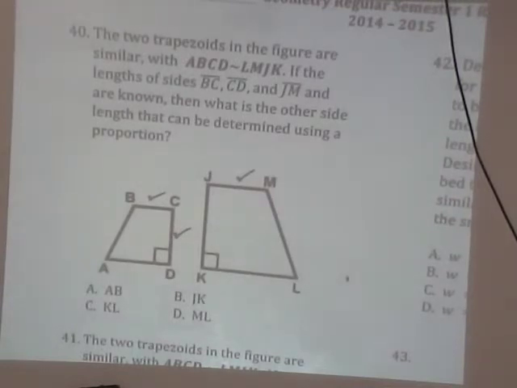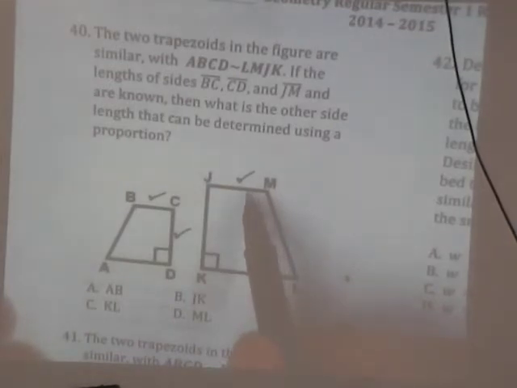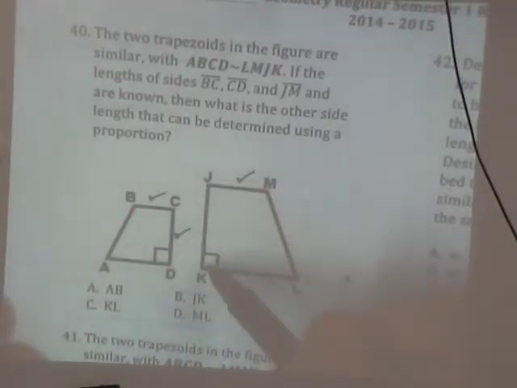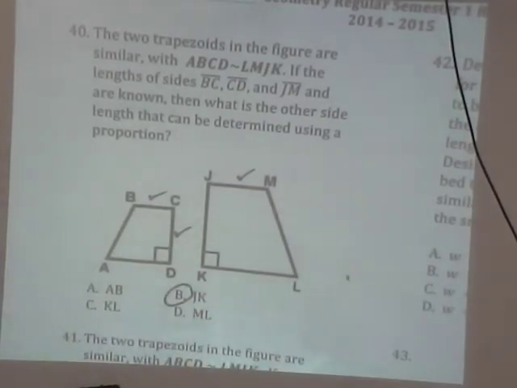If I know the measure of these three sides, which other side can I also determine using a proportion? A, BA? Remember this? Say it? KJ. That's it. Look, BC corresponds to JM, right? CD would correspond to JK, so I can set up that proportion. Questions on that one? Okay.